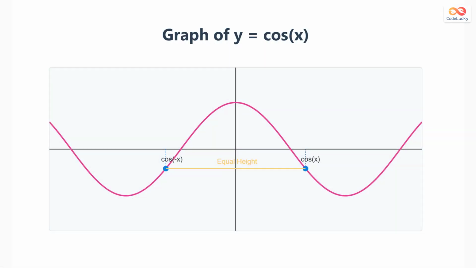If we unroll these values onto a graph of y equals cosine x, we see the symmetry clearly. For any distance x you go to the right, if you go the same distance, negative x, to the left, the height of the wave is identical.